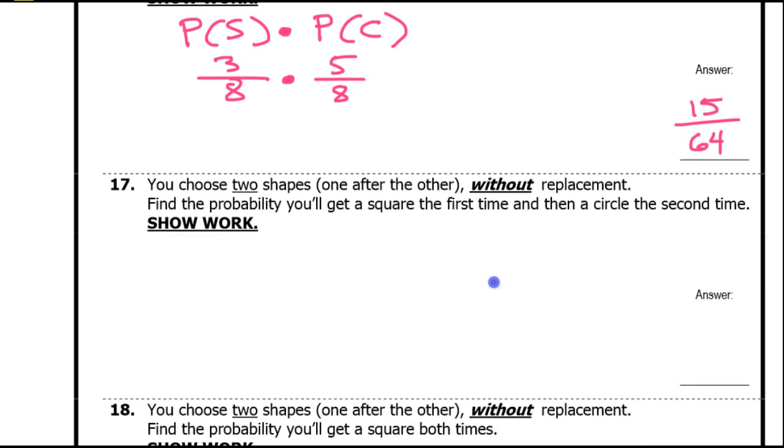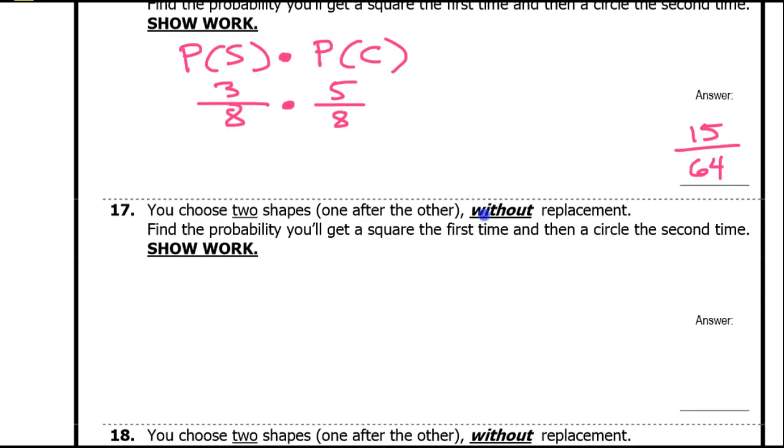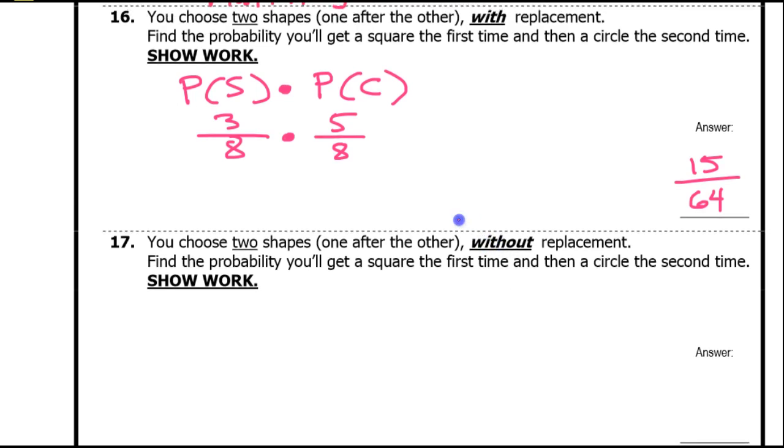Okay. We have to be a little bit careful when they say without replacement. That means we're not going to be starting fresh. So we will have to be careful about the second one. The second probability will change. So just be careful about that. We're still going to multiply. As soon as you see that we're choosing two shapes in a row, we're still going to multiply.